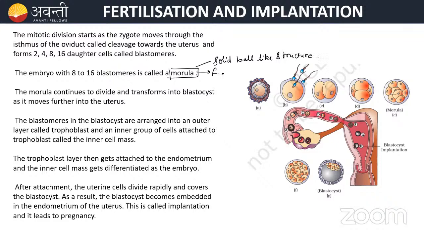And it is formed in the fallopian tube. Remember the site, very, very important, that it is a solid ball-like structure and it is formed in the fallopian tube.